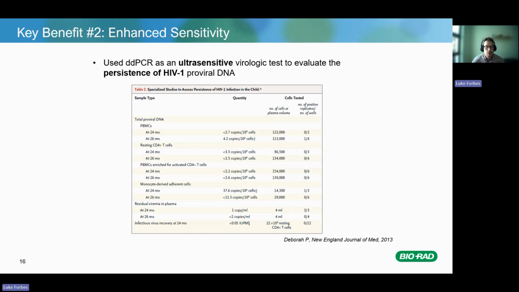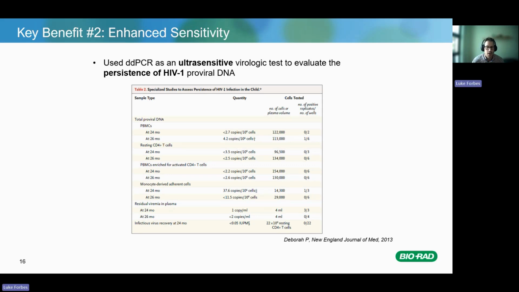And their take home from the study was ultrasensitive ddPCR was an ultrasensitive test showing very low and measurable HIV DNA at 24 and 26 months that was not able to be detected by real-time PCR testing. So highlighting that much higher level of sensitivity when compared.